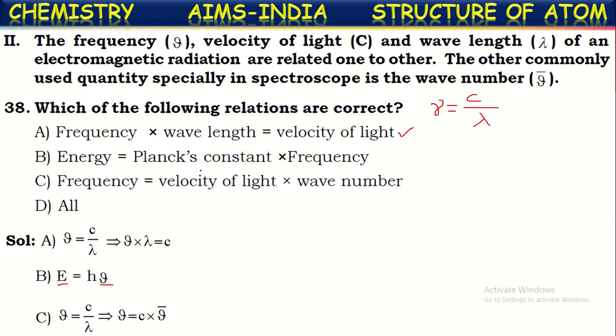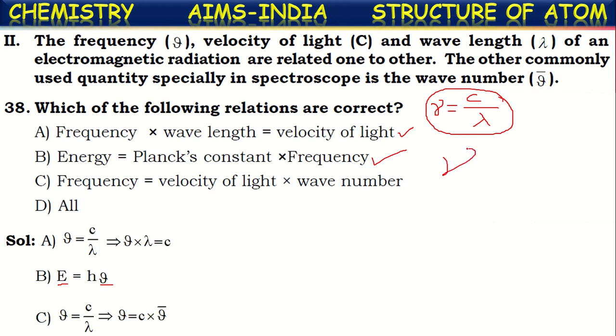So energy is equal to Planck's constant into frequency. This statement is also true. Next, frequency is equal to velocity of light into wave number. Already we have seen this relation: frequency is equal to c by lambda.